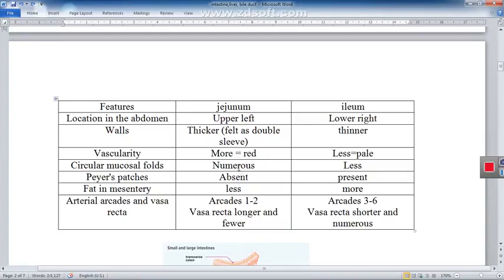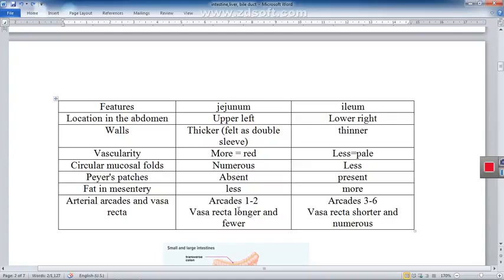Plica circularis from inside are much more in the jejunum and they are less in the ileum. Peyer's patches are absent or cannot be seen in the jejunum, but they are present in the ileum. The mesentery suspending the jejunum contains less fat in comparison to the mesentery suspending the ileum.